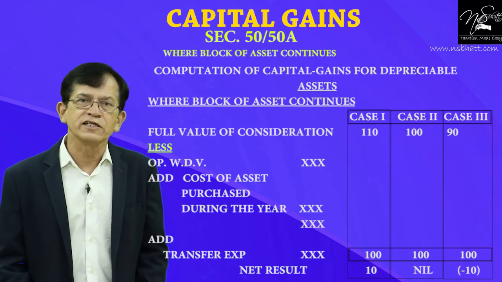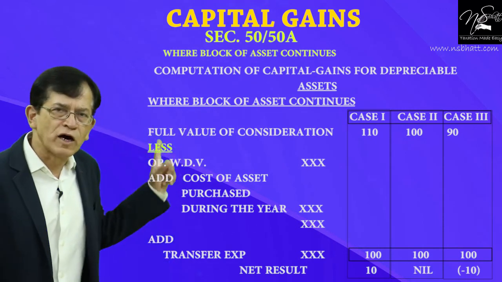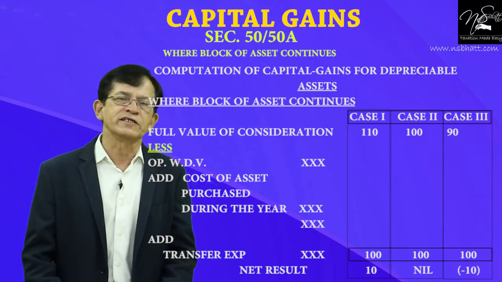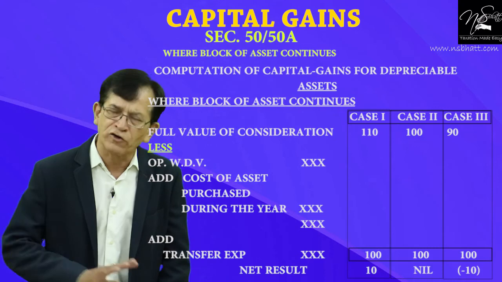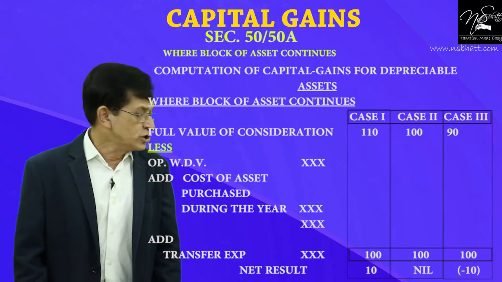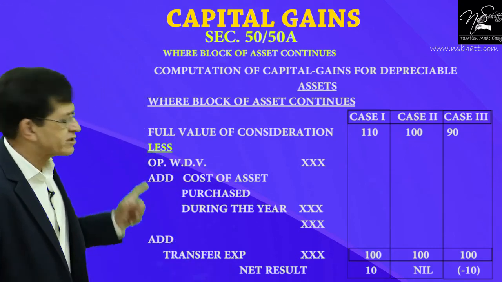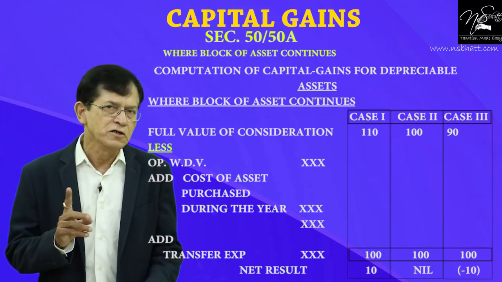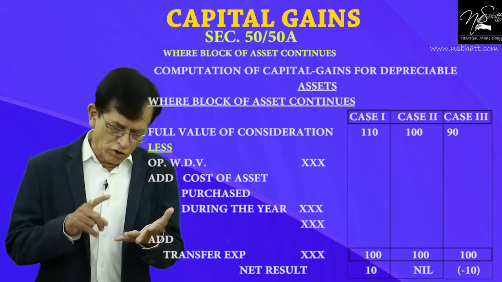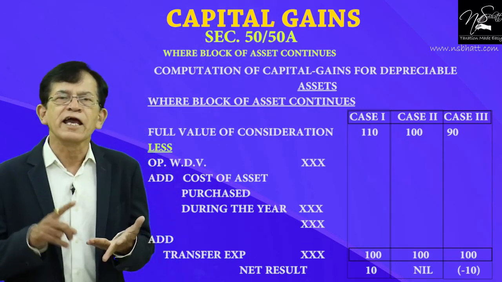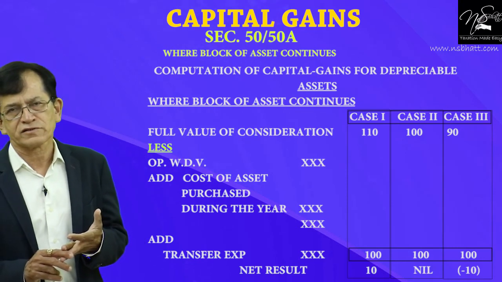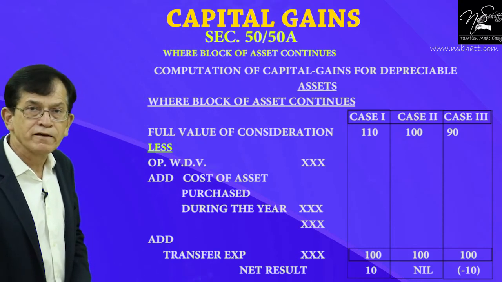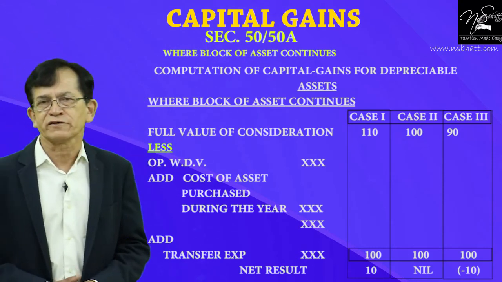कोई नए asset अगर खरीदे हैं, तो साल की जो शुरुआत की opening WDV थी, उस opening WDV में add कर दो नए asset की cost. If you have purchased, if not, forget that. To that you also add your transfer expenses incurred during the year. तीन चीजें हुईं, opening WDV, cost of the asset purchased during the year, and the transfer expenses. And all the three should be minus from the full value of consideration.